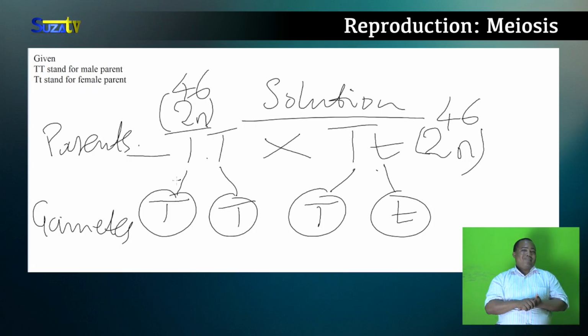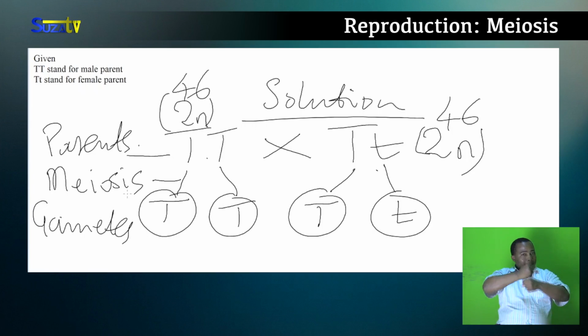So we make gametes by the meiosis process. Through the meiosis process, we are able to make gametes. So what do we see here? Initially, we have a cell with a diploid number of chromosomes, I mean a full set of chromosomes, which is 46.